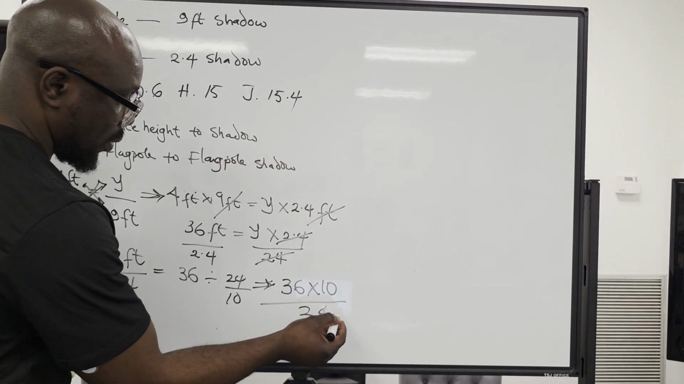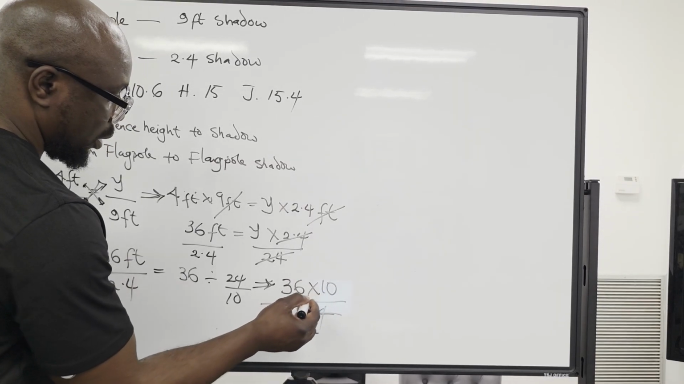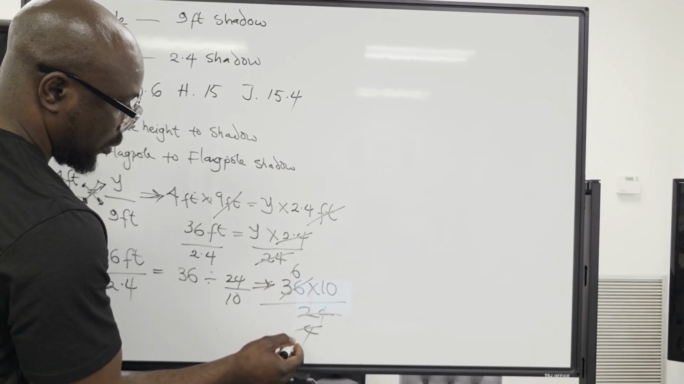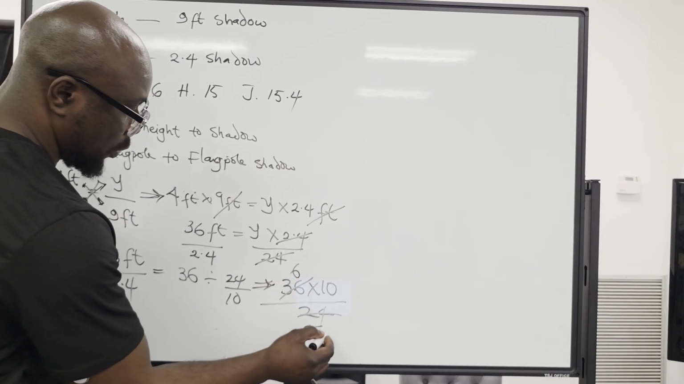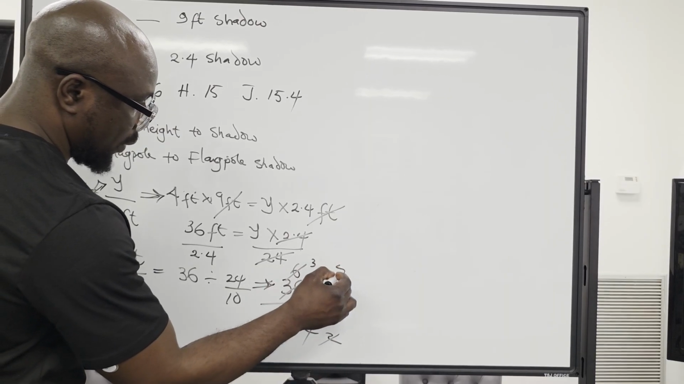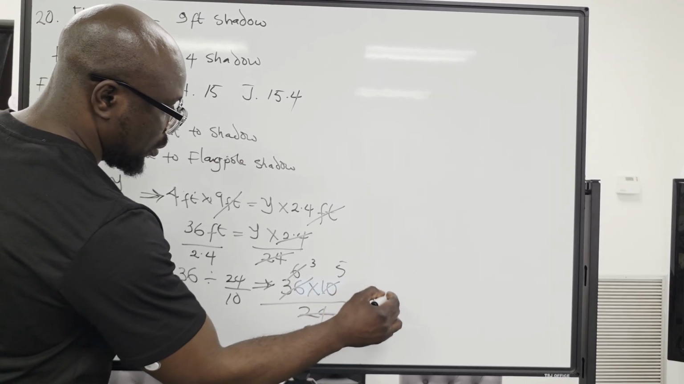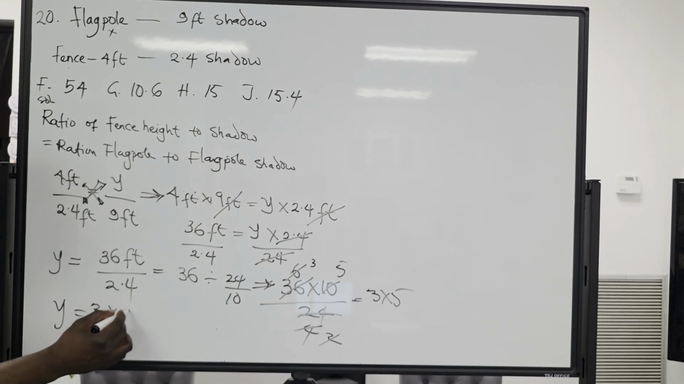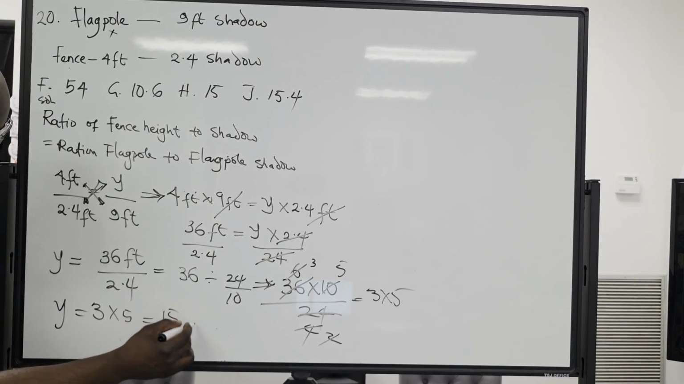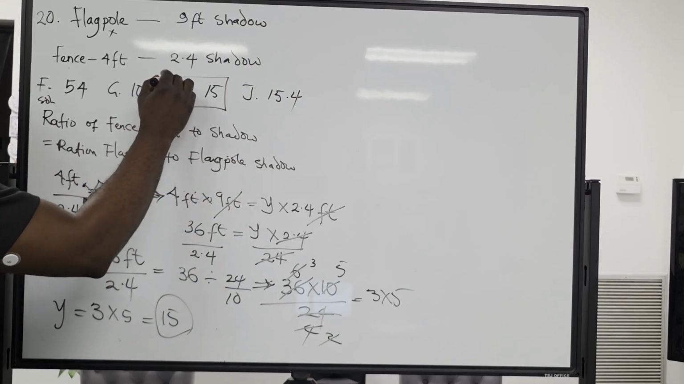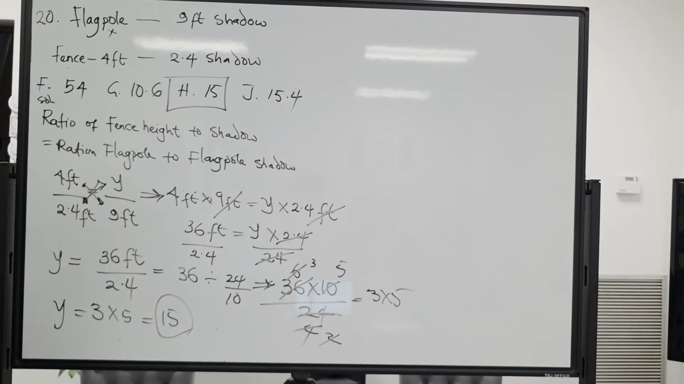6 goes in 24, that is 4. 6 goes in 36, that is 6. Then 2 in 4 is 2, 2 in 6 is 3, and 2 in 10 is 5. So that's 3 times 5. Therefore, Y is equal to 3 times 5 feet, which is 15. So our answer is 15, which is option H. That is how you solve that question.